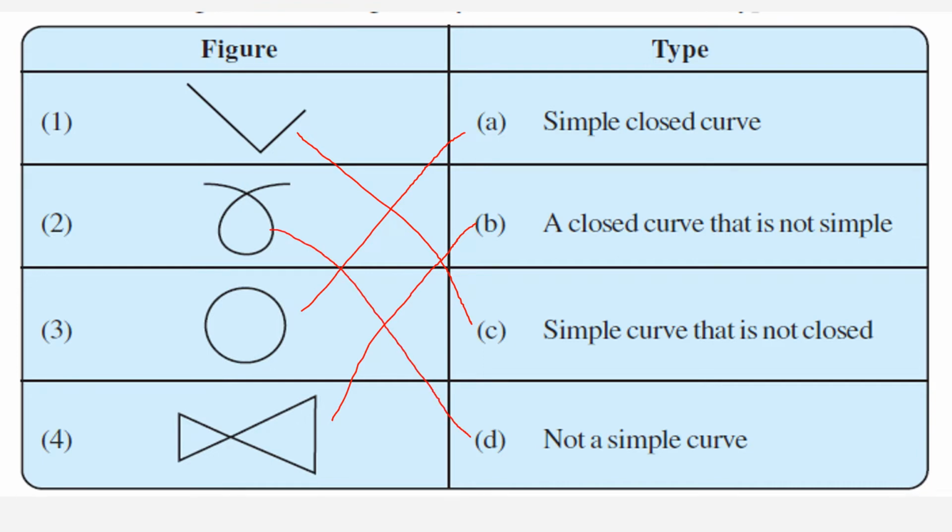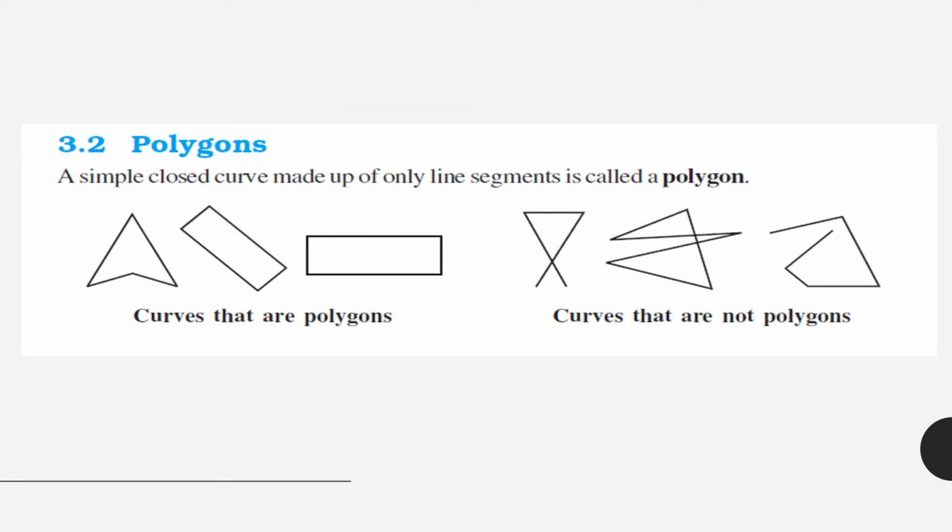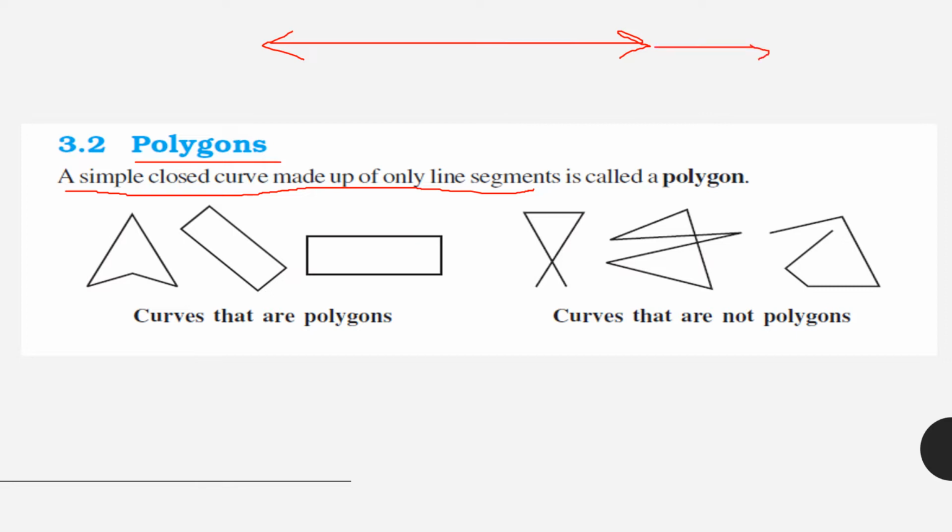Now, polygons is the next topic in our book. What do you mean by polygon? Polygon, they are telling a simple closed curve made up of only line segments. What is a line segment? Part of line. Suppose we say what is line? Line is anything which is having both the arrows at the ends. Okay, that means it can be extended either this way or this way.